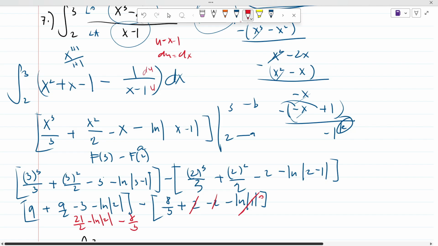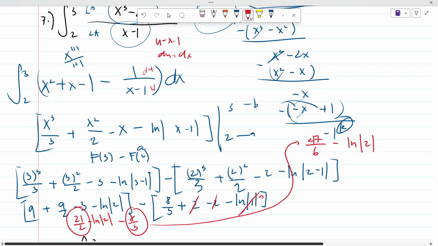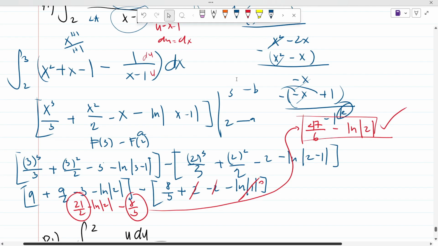Gets? So, 21 all over 2 minus 8 over 3. Yung fraction muna. Ito muna. 21 all over 2 minus 8 all over 3. This equals to 47 all over 6. So, next is minus ln of 2. Guys, gets? So, this will be the final answer. Gets? So, next tayo. Number 8.